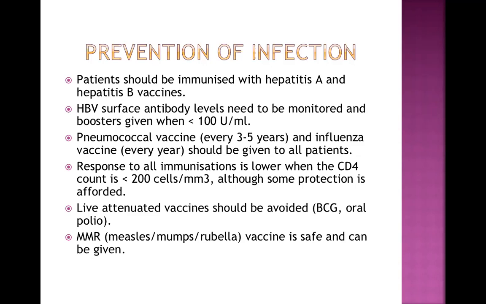Patients should be immunized with hepatitis A and hepatitis B vaccines if they have not taken them before. Pneumococcal vaccine can be given. Live attenuated vaccines should be avoided, which are BCG and oral polio. Measles vaccine is one of the exceptions here, or MMR vaccine. This vaccine is safe and it has to be given in this type of people.